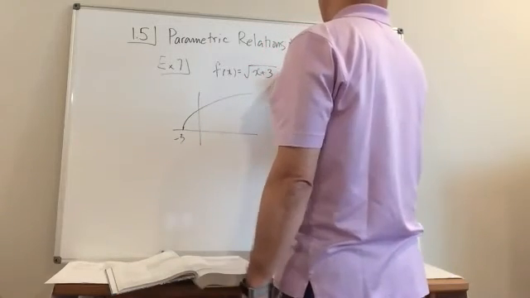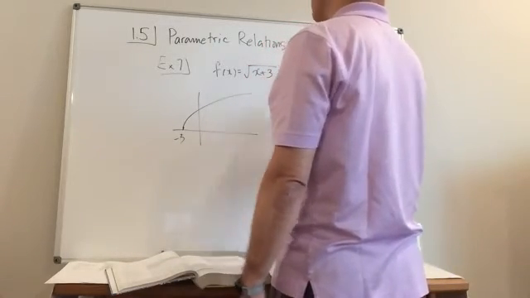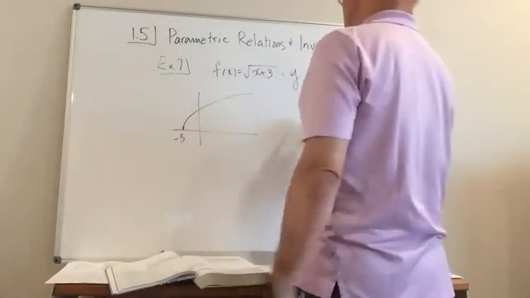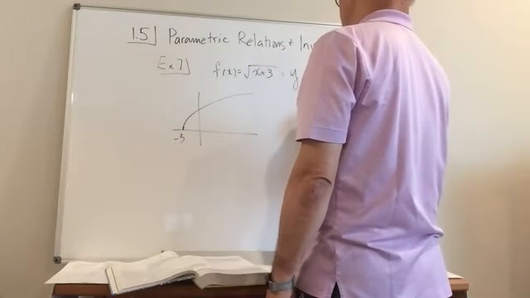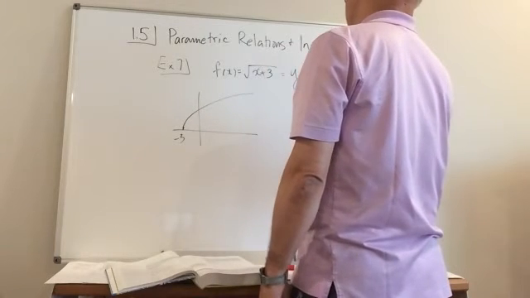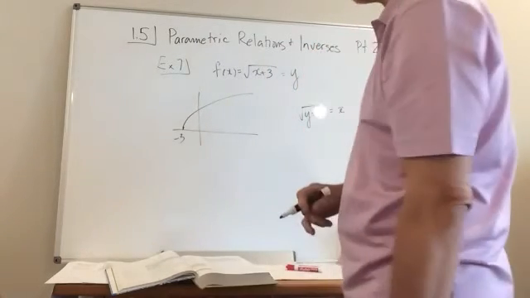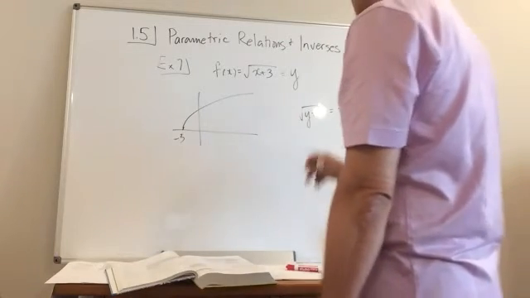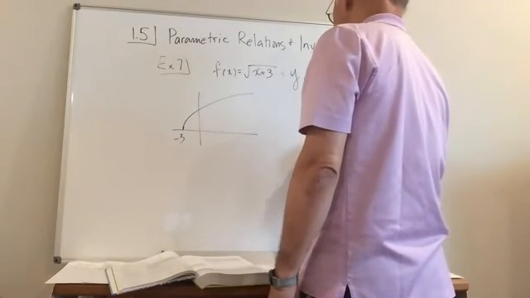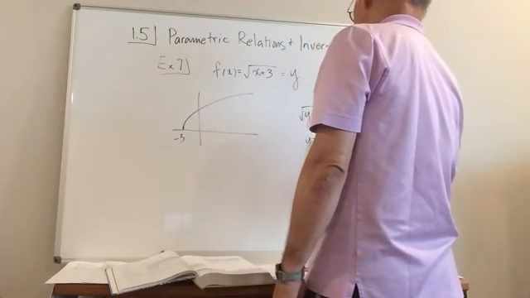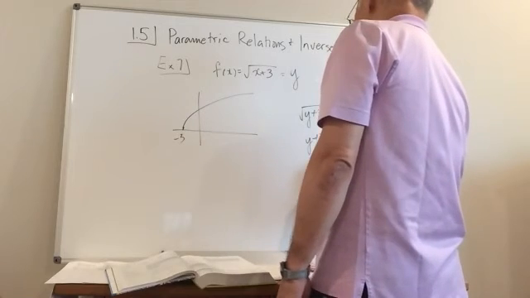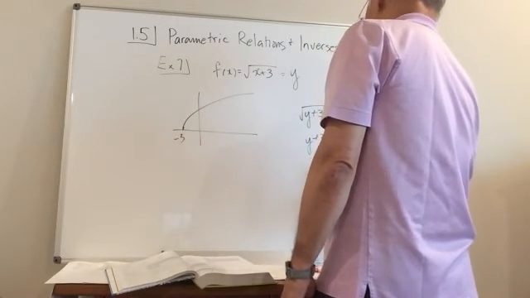So y is equal to the square root of x plus 3. Now I'm going to switch the x's and the y's. I'm going to get the square root of y plus 3 is equal to x. Now I have to solve for y. So I'm going to square both sides. y is equal to x squared minus 3.